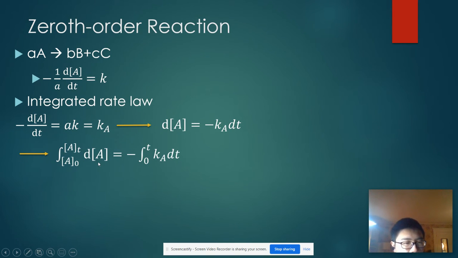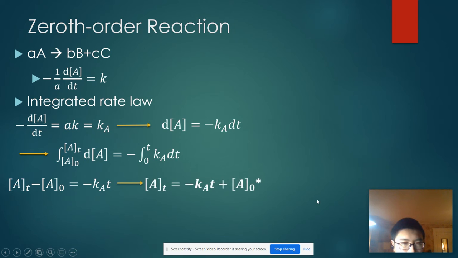So on the left side, the integral of d[A] is just [A]. We integrate from [A]_0 to [A]_t. [A]_0 is the concentration of A at time equals 0. [A]_t is the concentration of A at any time. That is equal to [A]_t minus [A]_0. On the right side, since k_a is a constant, when we integrate from 0 to t with respect to time, the answer for the right side is just negative k_a times time. We can add [A]_0 on both sides to get this form.